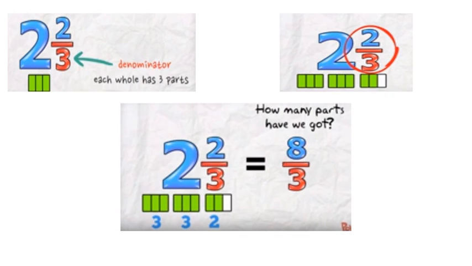You count all the colored parts together. 3 plus 3 plus 2 will give you 8. So the total parts will now be 8 and the denominator will remain 3. So this is the method of converting a mixed fraction into an improper fraction, but this is with the help of a picture. Now let us move further to find an easier method for this conversion.